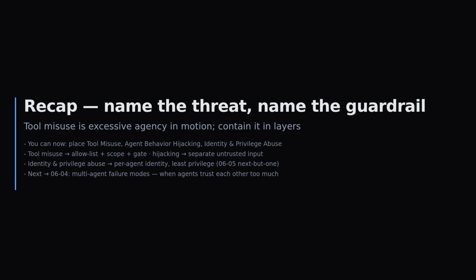So, the OWASP Agentic top 10 names the agent era threats, and 3 sit on top. Tool misuse is excessive agency in motion. Contain it with allow listed, scoped, gated tools. Agent behavior hijacking is injection at the agent layer. Separate untrusted input. Identity and privilege abuse is a credential problem, per agent identity and least privilege, which we'll dedicate a whole episode to. Next, what happens when these agents start trusting each other? Break it on the board, not in prod.